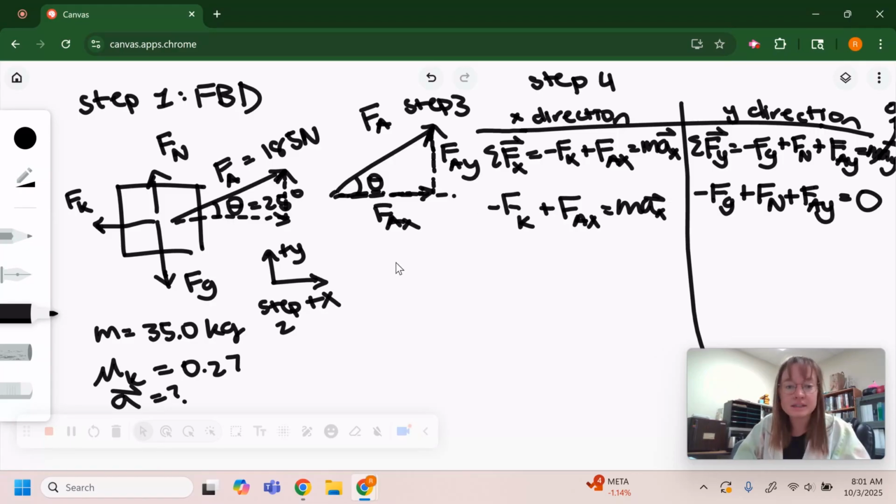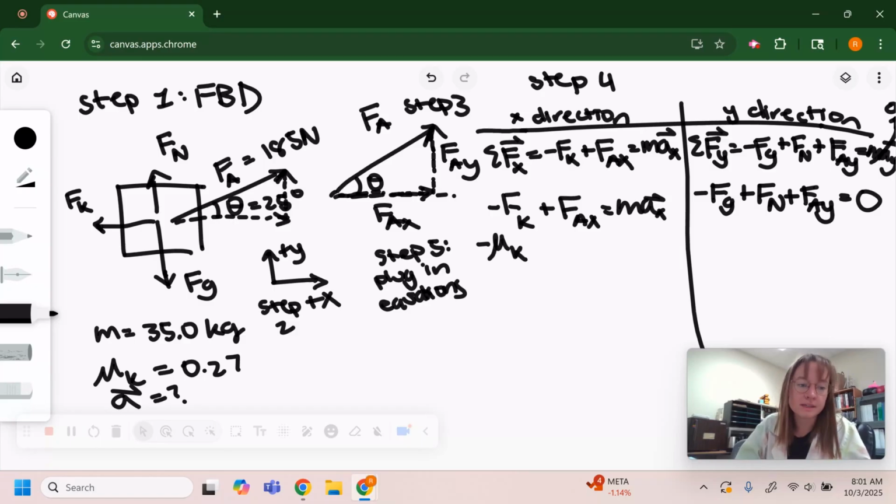Now here's the next step. The next step is step 5. And step 5 is plug in equations for any forces that we can. Okay, let's start with Fk. Fk we know is negative mu k times, I'm going to need more space here.